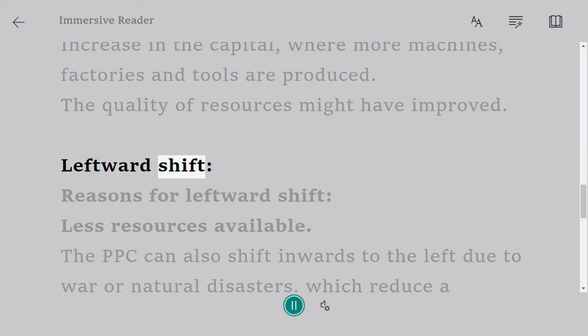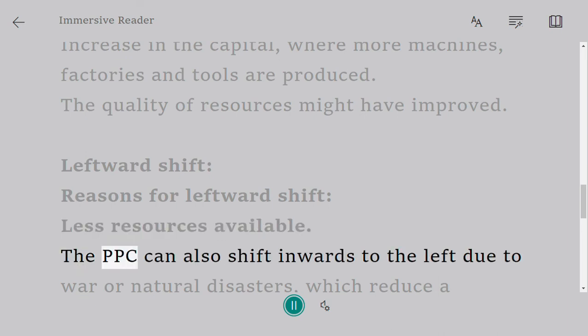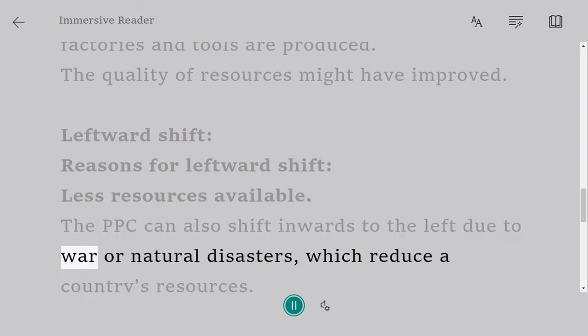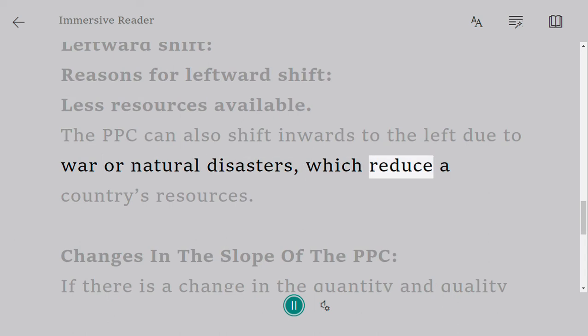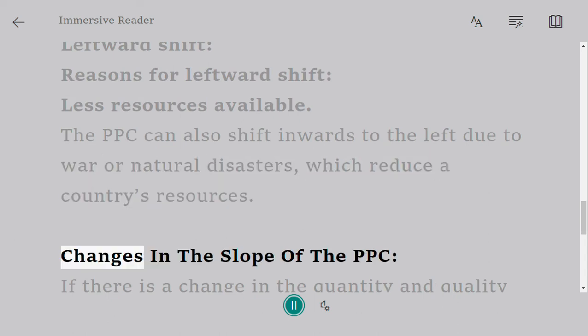Leftward shift. Reasons for leftward shift. Less resources available. The PPC can also shift inwards to the left due to war or natural disasters, which reduce a country's resources. Changes in the slope of the PPC.